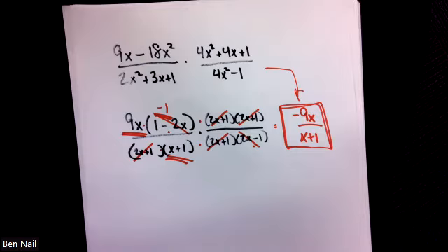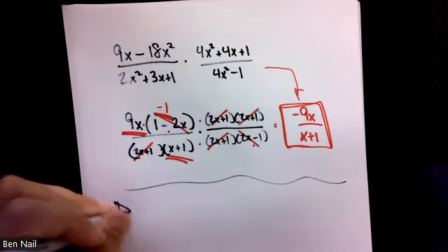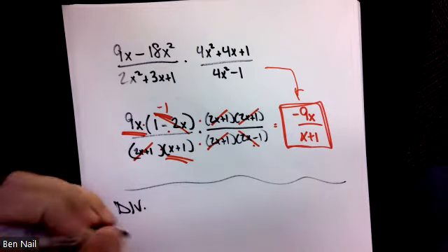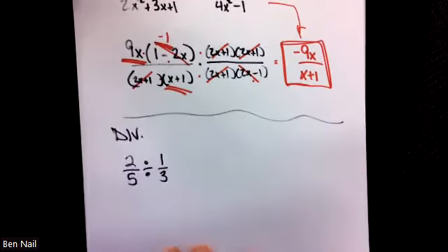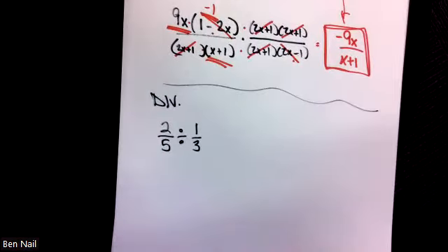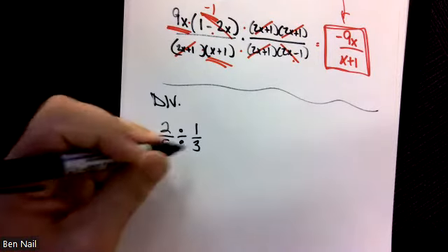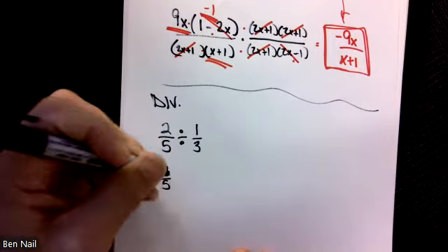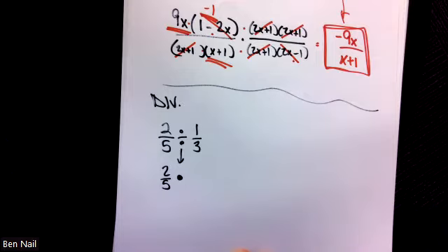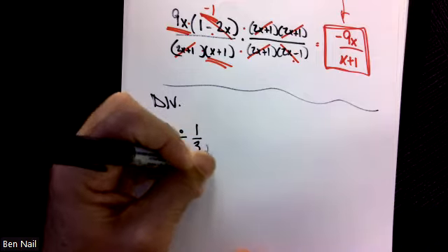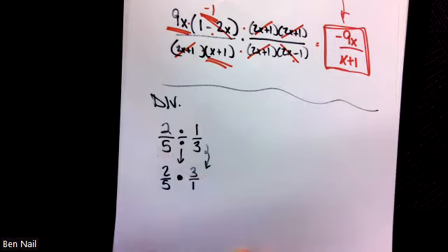All right, the last thing they're going to do in 6.1 is more of the same with one little wrinkle, division of fractions. Okay, 2/5 divided by 1/3. Okay, with division, we don't actually do division. To divide fractions, we change division to multiplication, and we multiply by the reciprocal. The reciprocal is a fancy way of saying we flip that second fraction over.